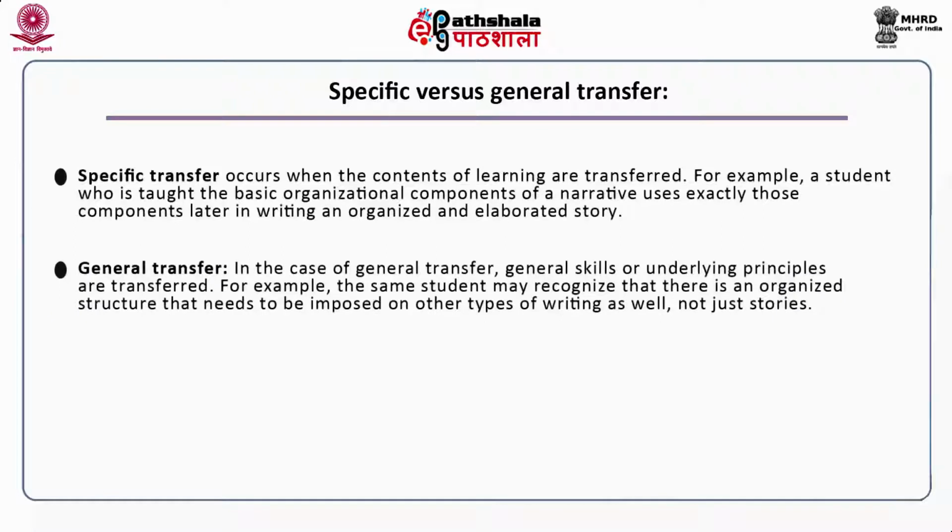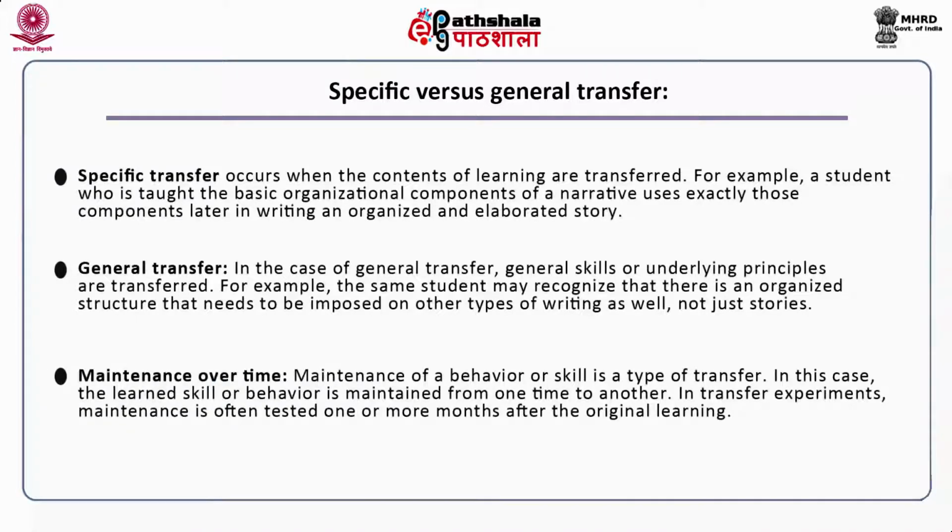The general transfer. In the case of general transfer, general skills or underlying principles are transferred. For example, the same student may recognize that there is an organized structure that needs to be imposed on other types of writing as well and not just stories. Maintenance over time. Maintenance of a behavior or skill is a type of transfer. In this case, the learned skill or behavior is maintained from one time to another. In transfer experiments, maintenance is often tested 1 or more months after the original learning.